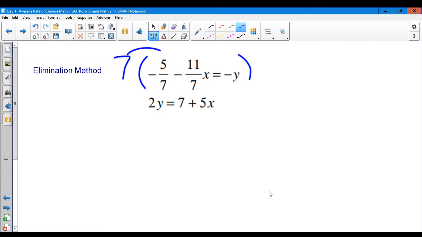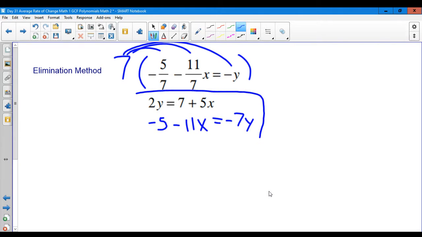We would get negative 35 over 7, which would simplify to negative 5. Then we would get negative 77 over 7x. The negative 77 over 7 would simplify to negative 11x. And then on the other side of the equal sign, 7 times negative y would be negative 7y. Now I have a system with no fractions in it, which looks a little bit more solvable.